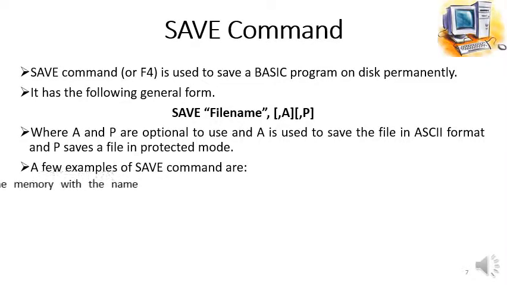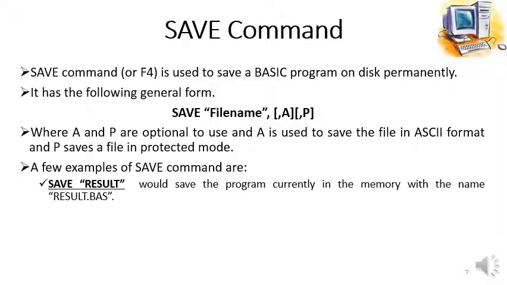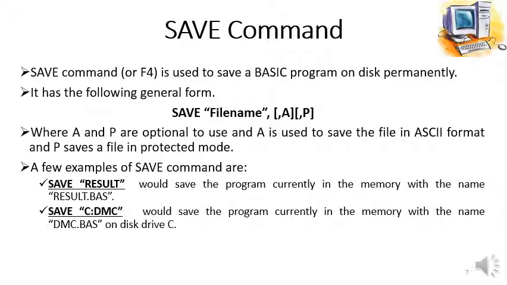Here we have some examples. If I am writing save result, so I am not specifying any A or P because it's optional. It would save the program currently in the memory with the name result.bas with the extension of basic language. Save C, and we are writing DMC. It would save the program currently in the memory with the name dmc.bas on disk drive C.